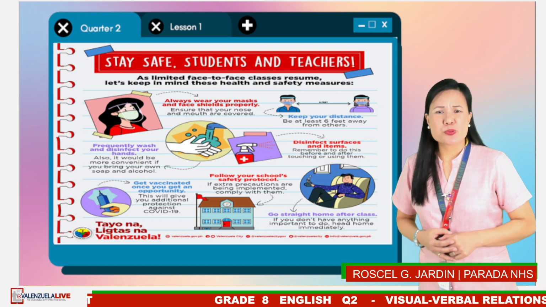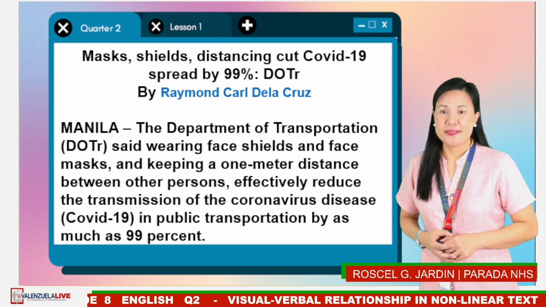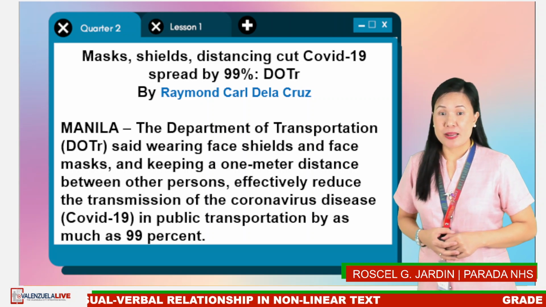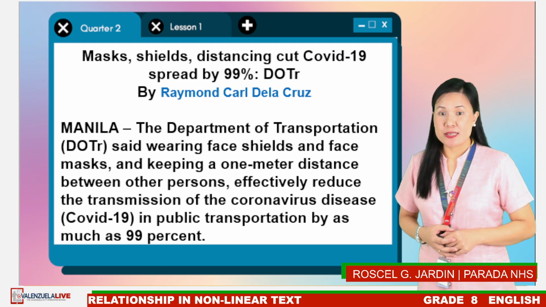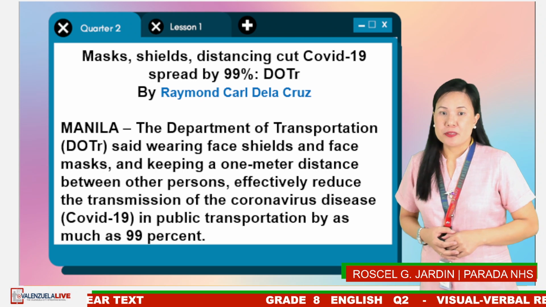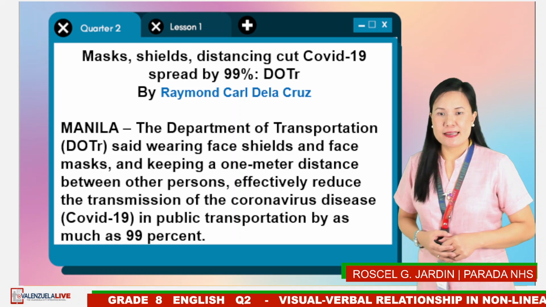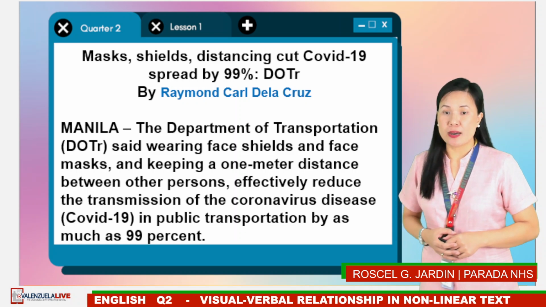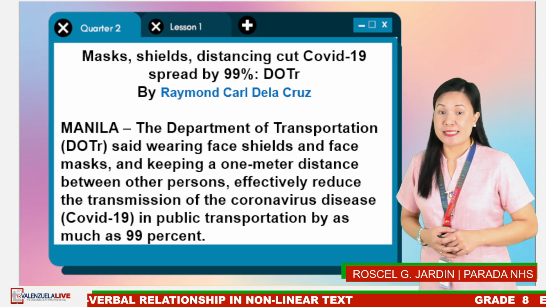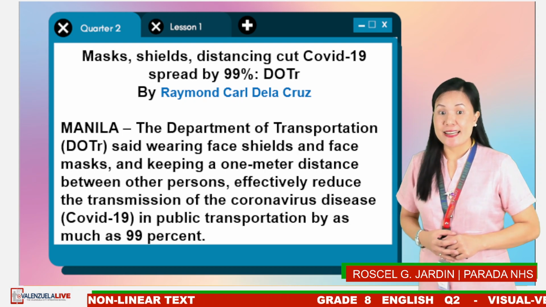Now, let's try to read and compare two texts. Masks, face shields, distancing, cut COVID-19 spread by 99%, OTR by Raymond Carden. Manila, the Department of Transportation, is said wearing face shields and face masks and keeping a 1 meter distance between other persons effectively reduce the transmission of the coronavirus disease or COVID-19 in public transportation by as much as 99%.